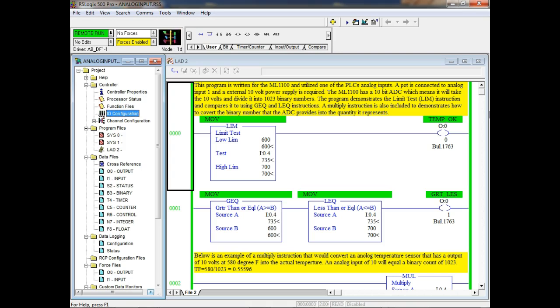So I've got a temperature sensor that outputs 10 volts at 580 degrees. So when this thing gives me 1023, that means I've got 580 degrees out there. So what would my temperature be right now if it gave me back a count of 735?